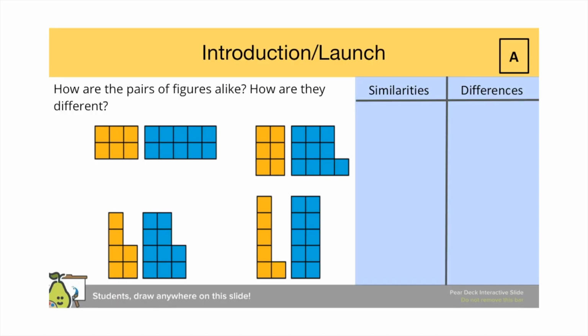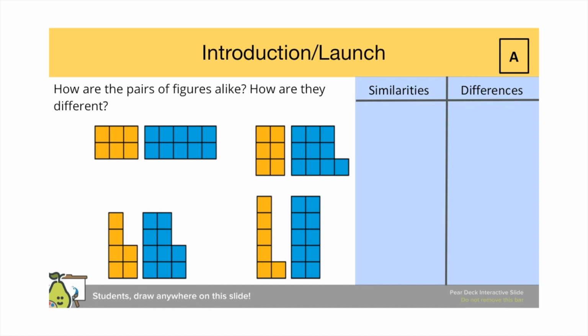So the introduction asks students, how are the pairs of figures alike and how are they different? You can differentiate this by providing a T-chart for students or a Venn diagram so that they can easily write down the similarities and differences between the pairs of figures. Students' answers may vary, but some sample responses for similarities include each pair has a blue figure and a yellow figure, each figure is made up of small squares, or that each yellow figure is made up of 6 squares and each blue figure is made up of 10 squares.